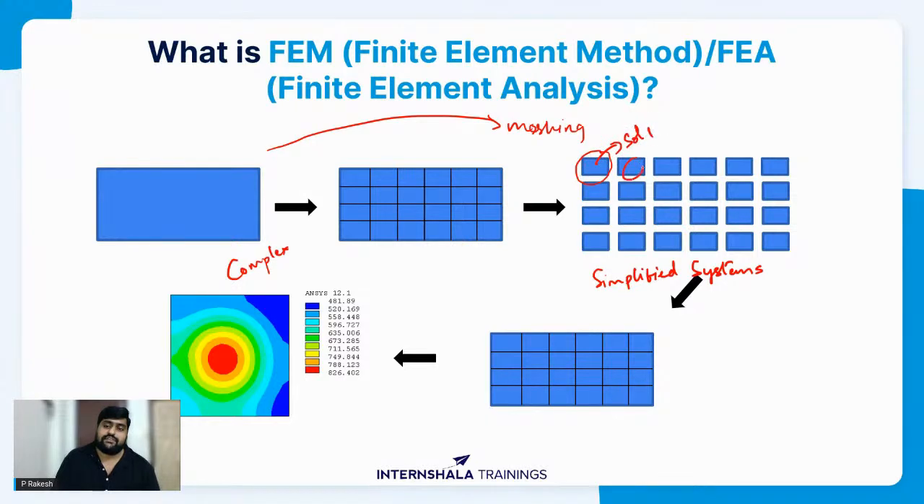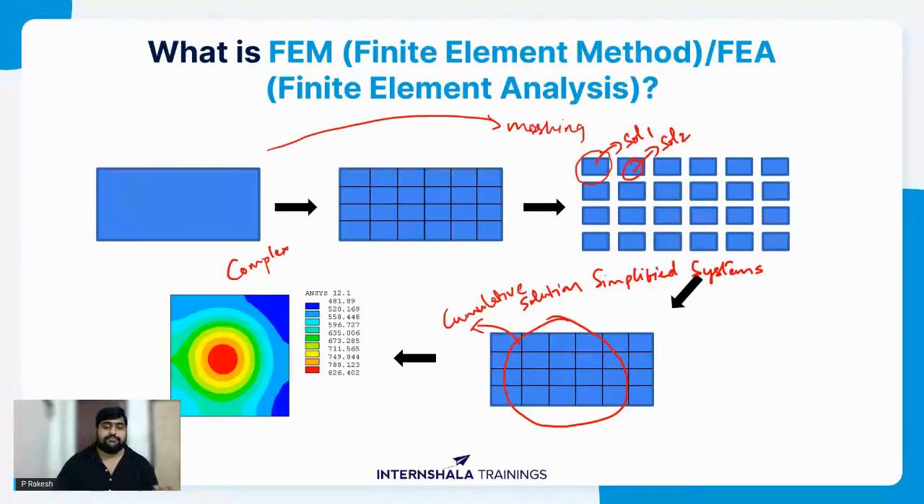For solution 1, for this it is solution 2. Likewise, for every simplified system we are going to find multiple solutions, then we'll combine all the solutions to get a cumulative solution for the entire complex system. This is the cumulative solution for the entire system. This is the basic process which is going to be undertaken in the method of finite element analysis, or using the technique of finite element method.